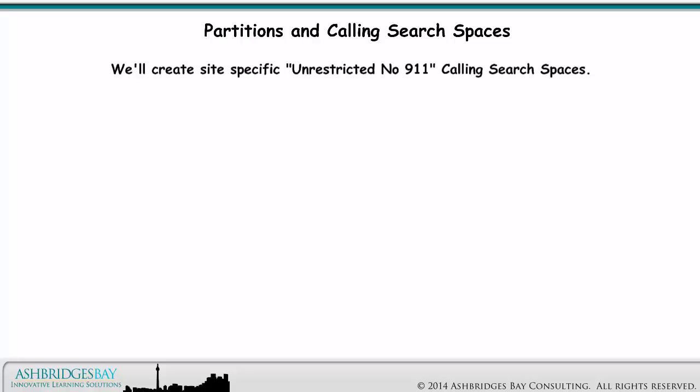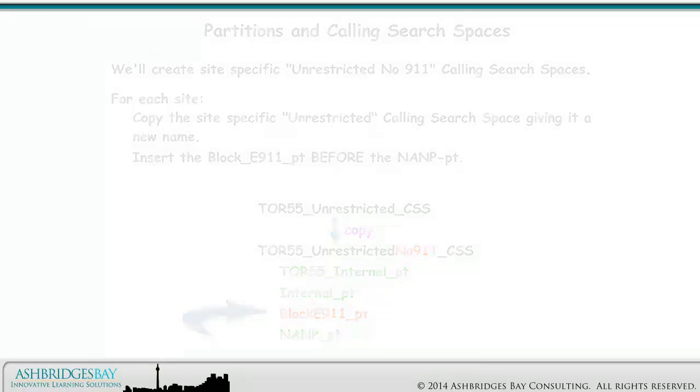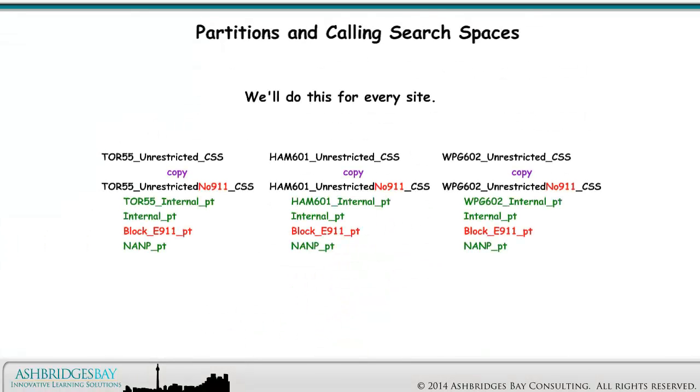We'll create site-specific unrestricted no 911 calling search spaces. For each site, copy the site-specific unrestricted calling search space, giving it a new name. Insert the block 911 partition before the NANP partition. We'll do this for every site.